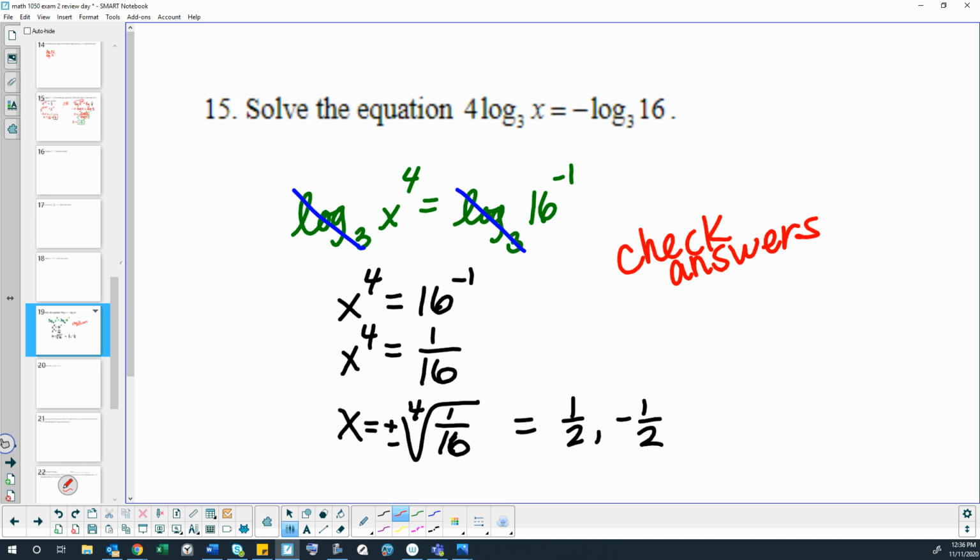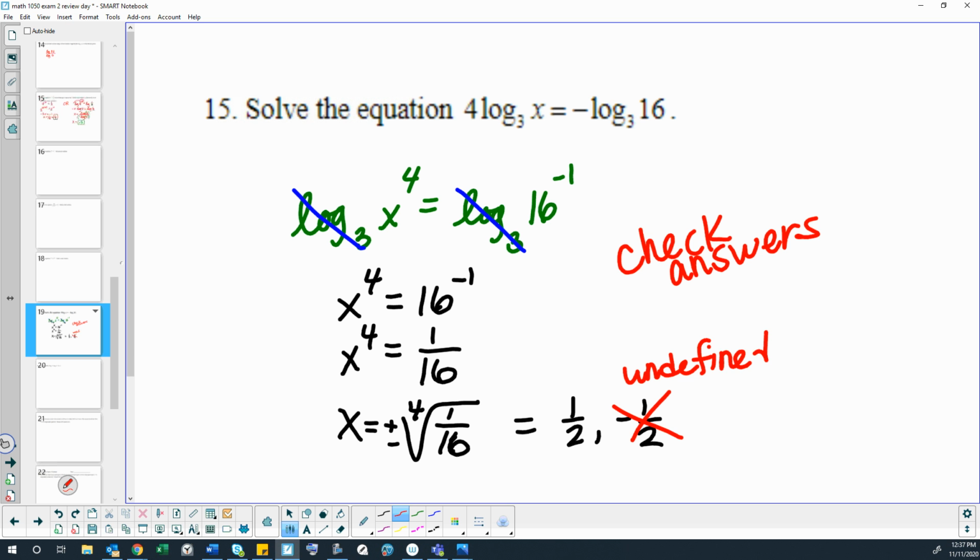I think it's important for you to remember that when you use a root, you have to do that plus or minus. However, in this case, it doesn't serve us. Because if we plug those numbers back into our x value, 1/2 is fine because it's bigger than 0. But what about negative 1/2? Nope. This one's undefined.